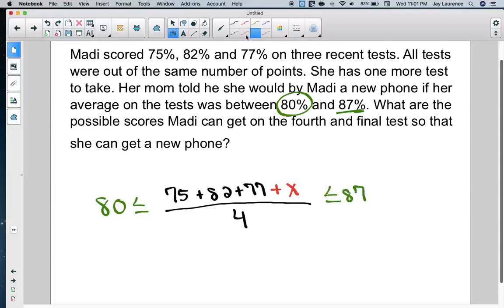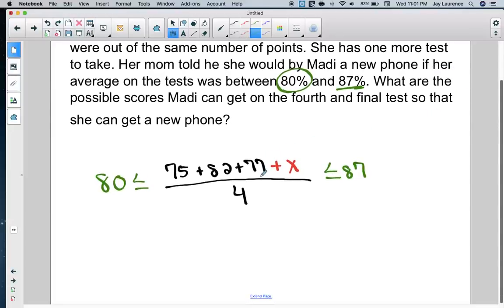Okay, so now I'm going to solve this compound inequality. By the way, you could have written two inequalities: 80 is less than or equal to this, and this is less than or equal to 87. I like to do it as one, but there's nothing wrong with doing it as two. So I'm going to kind of kill two birds with one stone.